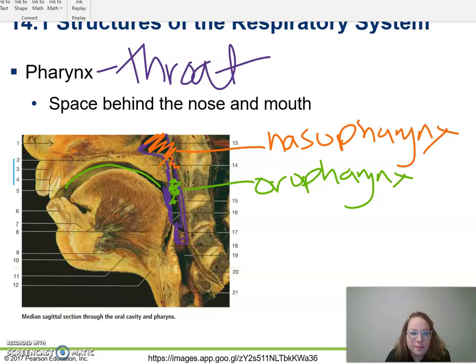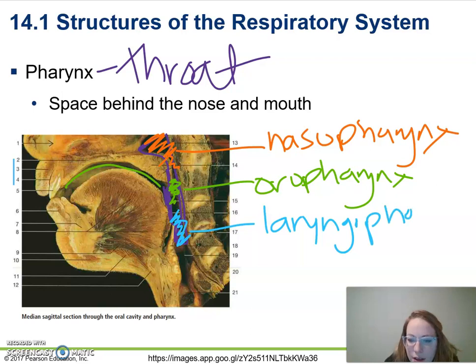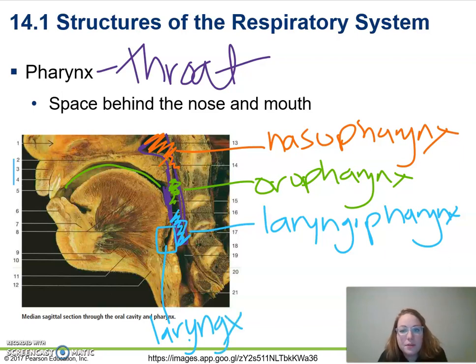Another color here. Okay. So this last portion is the laryngopharynx. So that's because it's by this guy here, the larynx, or your voice box. Right? So your throat has 3 sections. They're named by the part that they're by. And so now this is the passageway for both air and food. And the larynx is going to be where we separate those two.